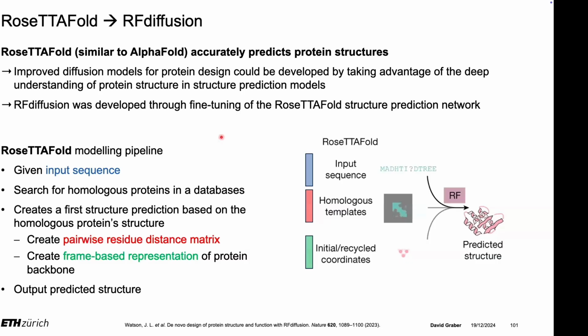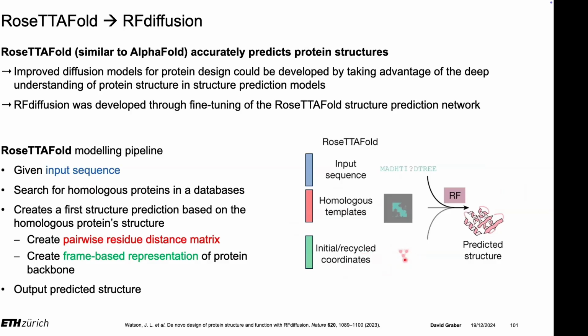So if you look at Rosetta fold, this folding model, it's quite similar to AlphaFold. You have this input sequence, so the sequence that should be folded into a protein. And then you have also some homologous templates. So it looks for structures of similar proteins that might already exist and makes a first guess of this pairwise residue distance matrix. And then it always uses this frame-based representation of the protein backbones. So it always includes also this first guess of the coordinates of the protein backbone.